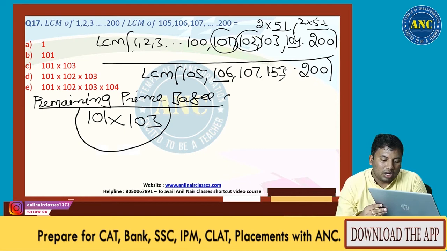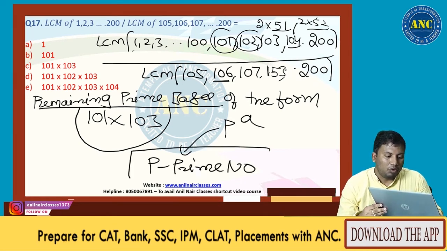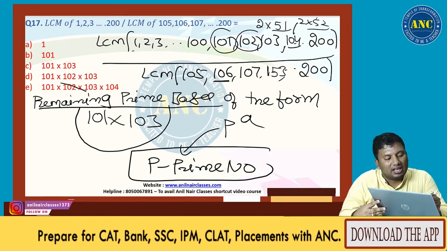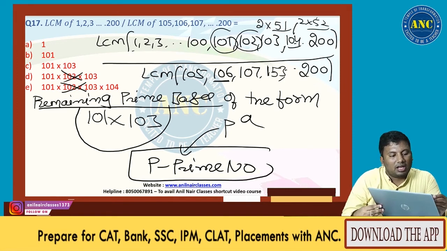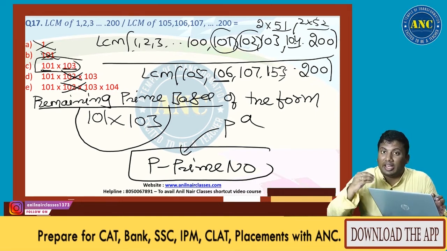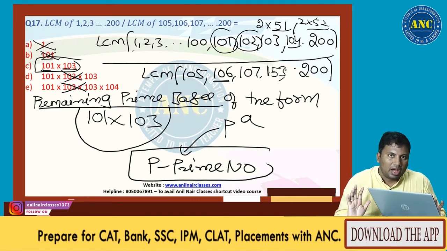Yesterday I told you, only take the remaining prime bases which are of the form P power A, where P is a prime number. Yesterday we did this question. Only take the remaining prime bases which are of the form P power A. That is exactly it, these are all eliminated. So in addition to 101, 103 is also there. So 101 and 103. I hope it is clear. I will take one more question which is a little tricky so that you will understand the mistakes you make in this question.